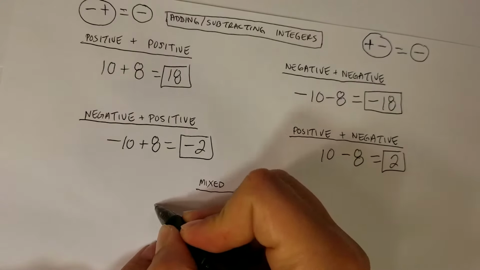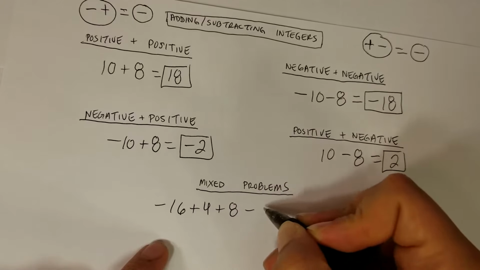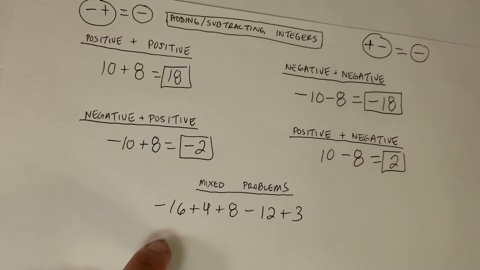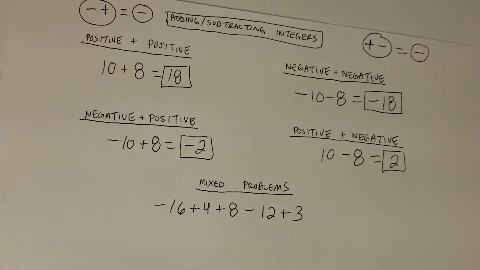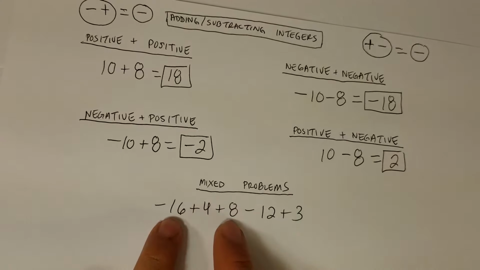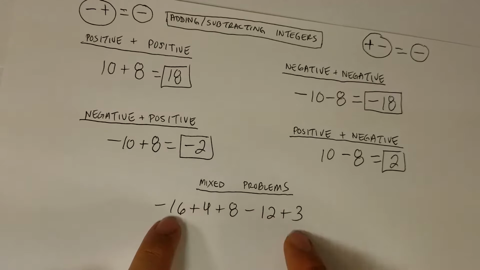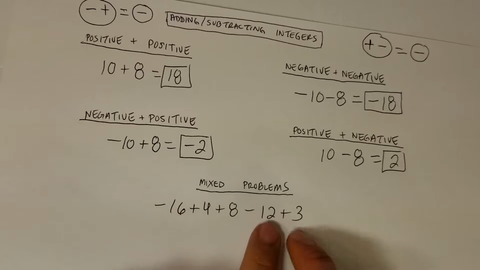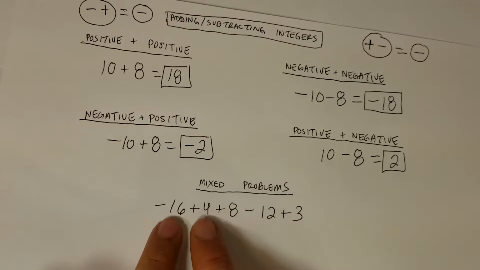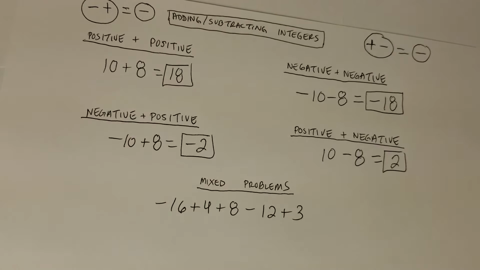And then we have mixed problems. Let's say we have something like negative 16 plus 4 plus 8 minus 12 plus 3. I just made that problem up. There are many different ways of doing this. You could add the first two, simplify that, then add 8 to that, simplify that, then subtract 12 from that, simplify that, and add 3 to that. Or you could do negative 12 plus 3 first, and negative 16 plus 4 first, find those two results, and then add 8 at the end. There are different ways of doing this.